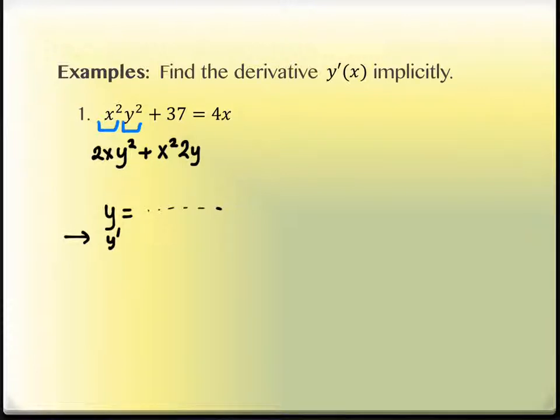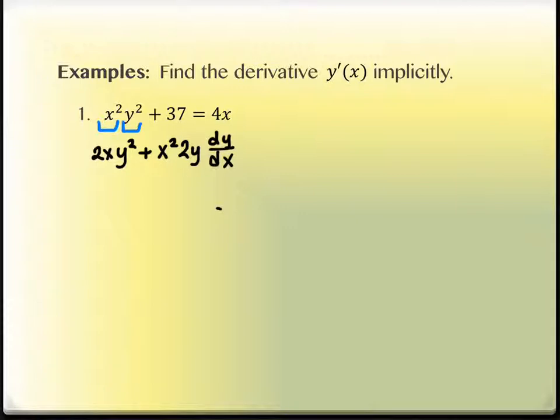Now, I don't really want to write a y prime. Your book does use this sometimes. But the problem with y prime written right here is that the prime looks an awful lot like a 1. So instead of writing down y prime, I'm going to use one of the other notations we discussed, and I'm going to write down dy dx.